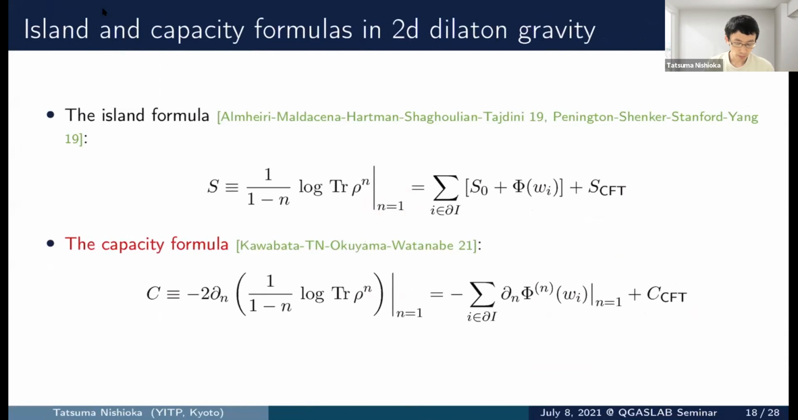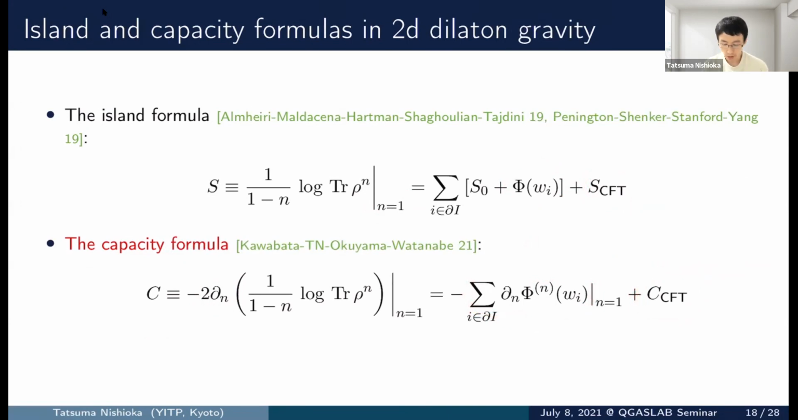And you can similarly perform the calculation for the capacity as well, just by taking one more derivative. Roughly speaking, you just take a derivative of this dilaton term. So you end up with the capacity. This term becomes this one, and the entropy is now replaced by the capacity of the matter. So this is what we get.